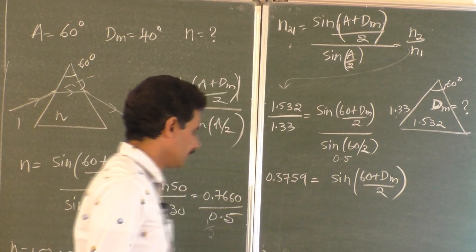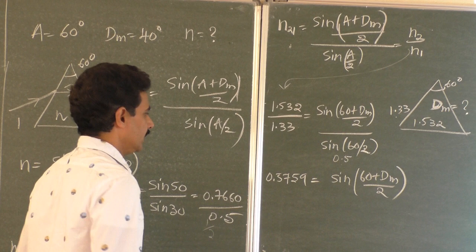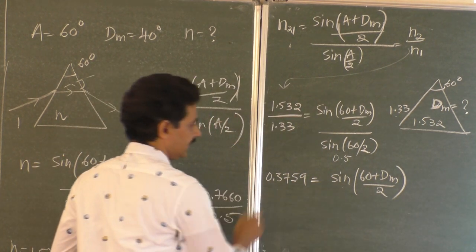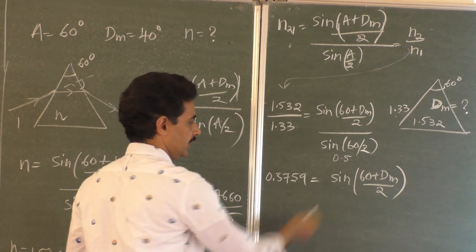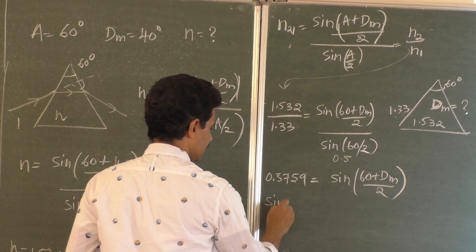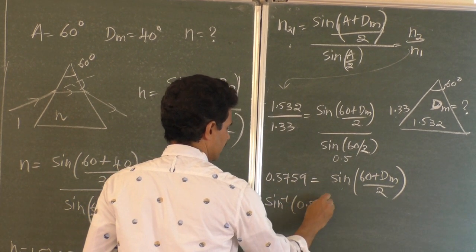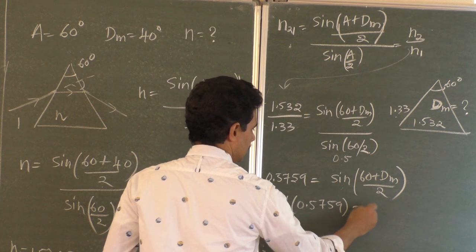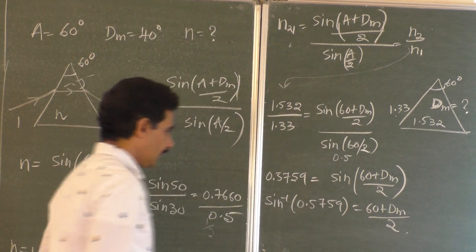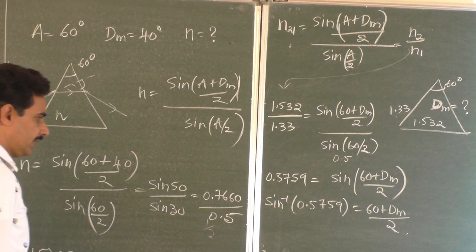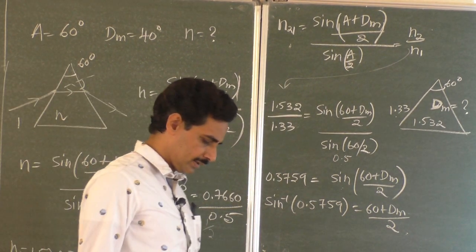Okay? So now, sir, how to proceed forward? Unless you bring this sine here, this doesn't become free. If you want to make this (60 plus dm)/2 free, bring this here. Sine inverse of 0.5759 is equal to (60 plus dm)/2. That's what you can do. What is sine inverse of 0.5759? Again, natural sine table.